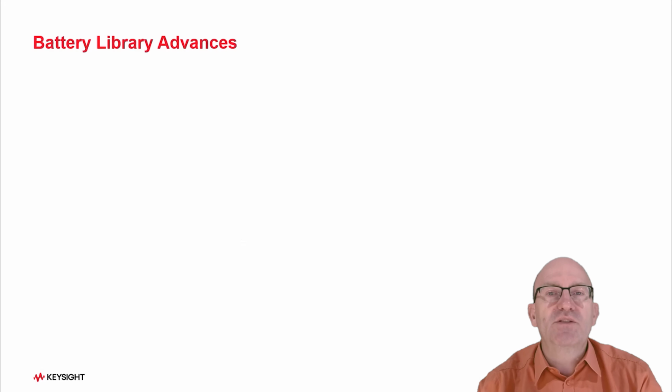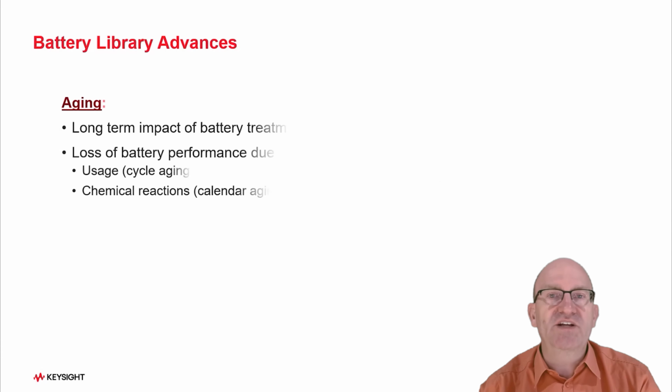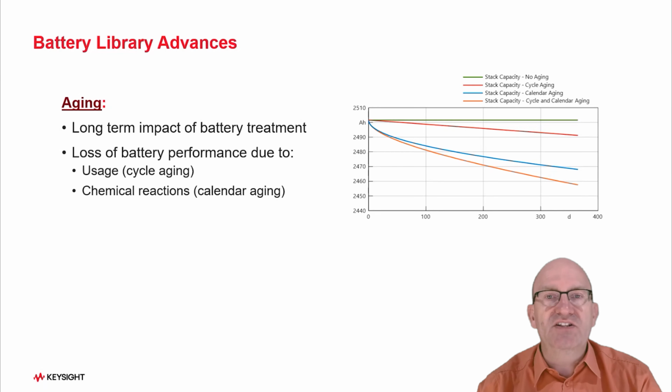So let's start with the battery libraries. There are two main changes or additions which I would like to mention here. The first one is battery aging. Battery aging looks into the long-term impact of how you treat your battery, how you run your battery, and how this will degrade the performance characteristics and capacity of the battery.